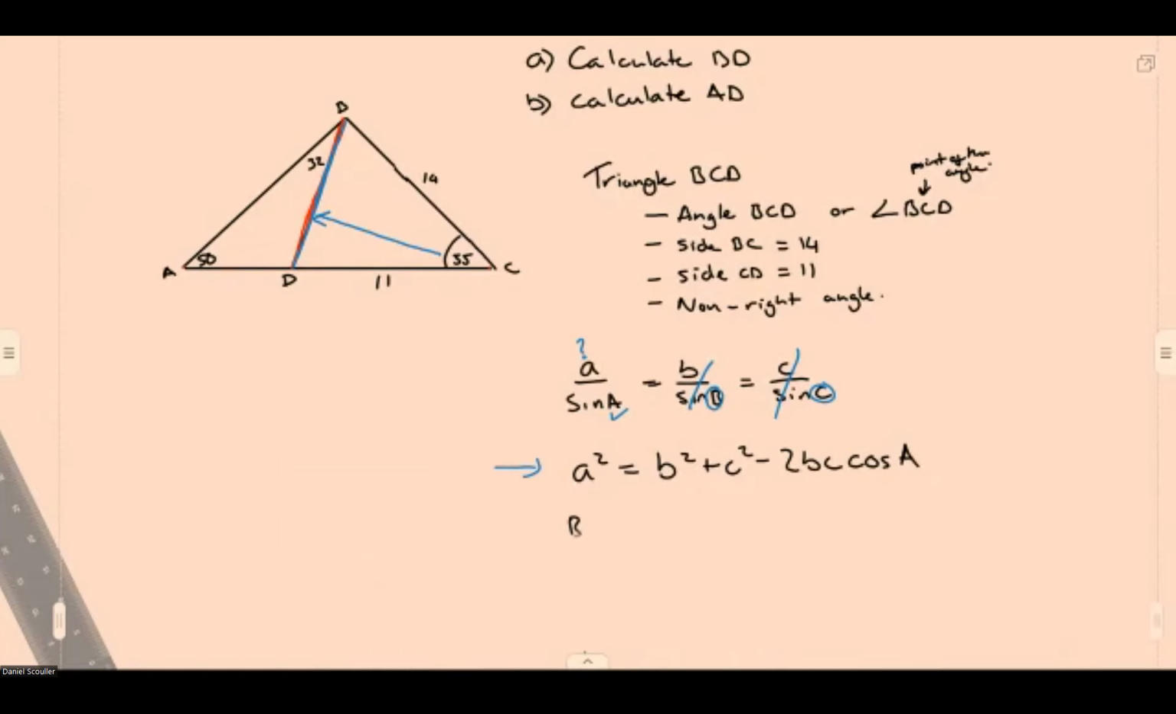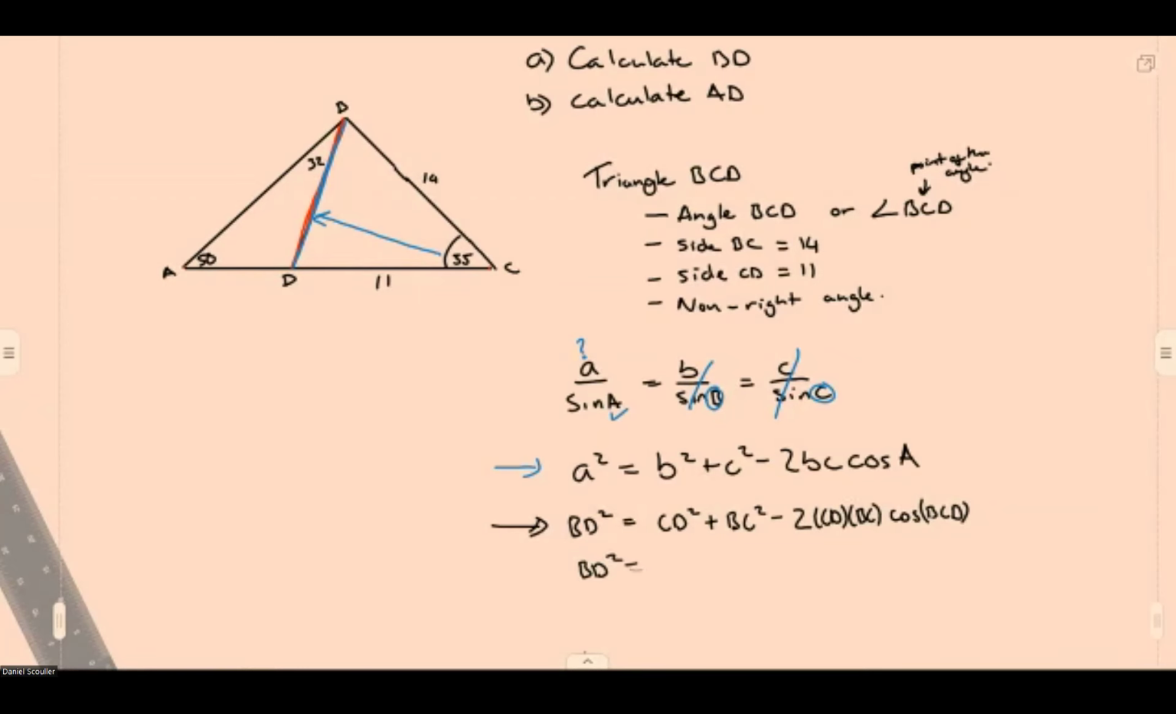I'm going to use those letters. BD squared is equal to CD squared plus BC squared minus 2, in brackets, CD BC cos of angle BCD. I probably wouldn't write that out in the exam, but I'm writing those letters in just to show you where they are, so in your notes you can link that back to that triangle.